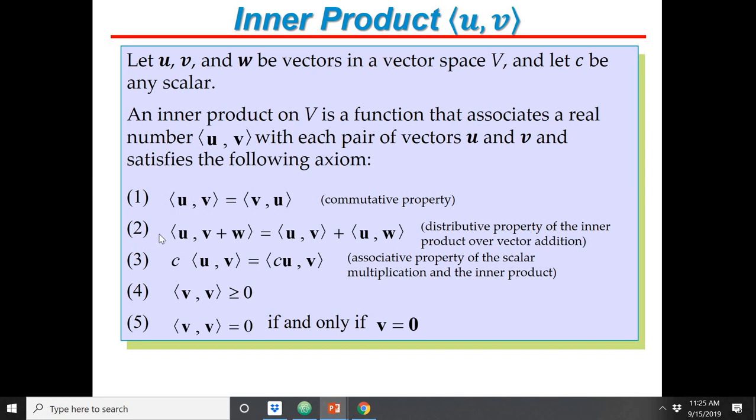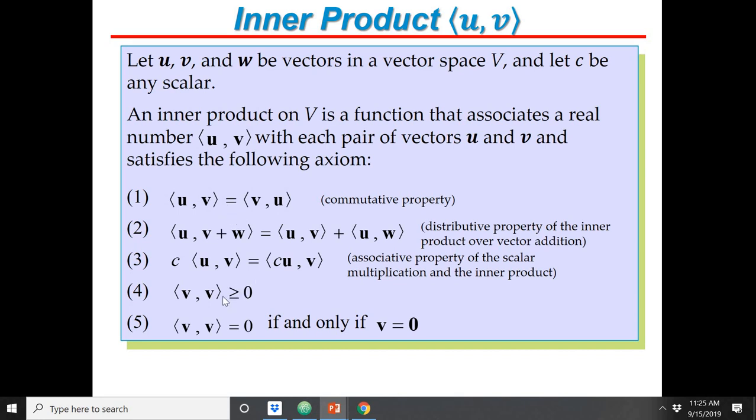You have a distributive property. If you want to take the inner product of U with V plus W, this is the same as the inner product of U and V plus the inner product of U and W. If you take the inner product of a multiple of U with a vector V, this is the same as that constant times the inner product of U and V. So this is an associative property with respect to scalar multiplication.